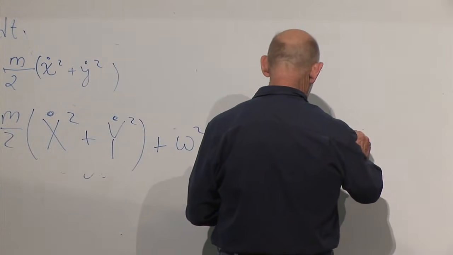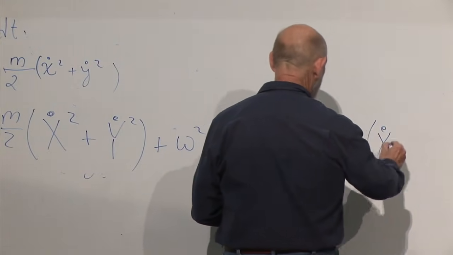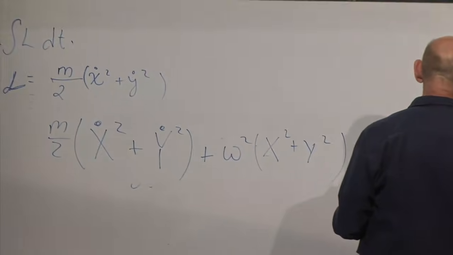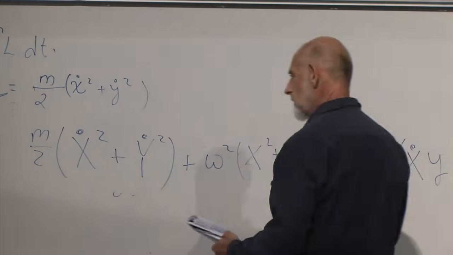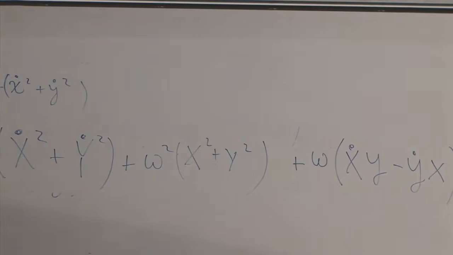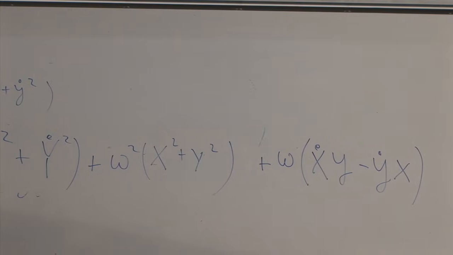Plus omega times x dot y minus y dot x. All the variables on the side are the rotating coordinates. That's what you get. As I said, it looks much harder than it is.